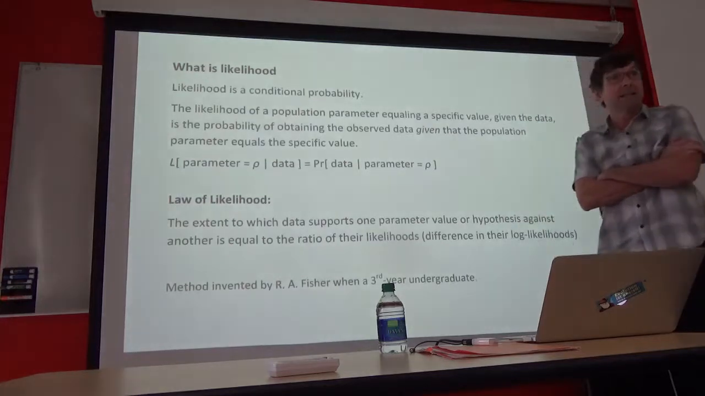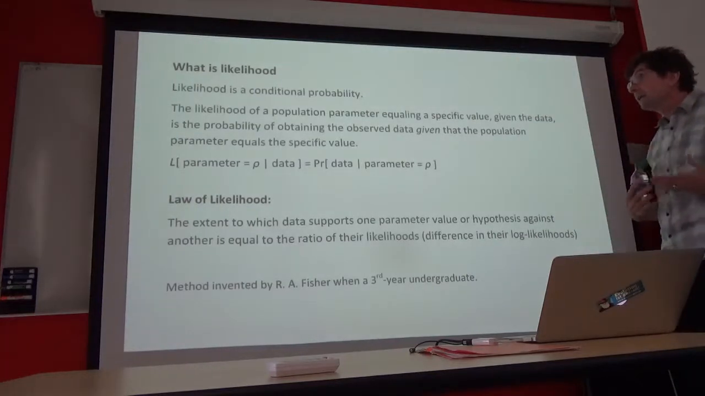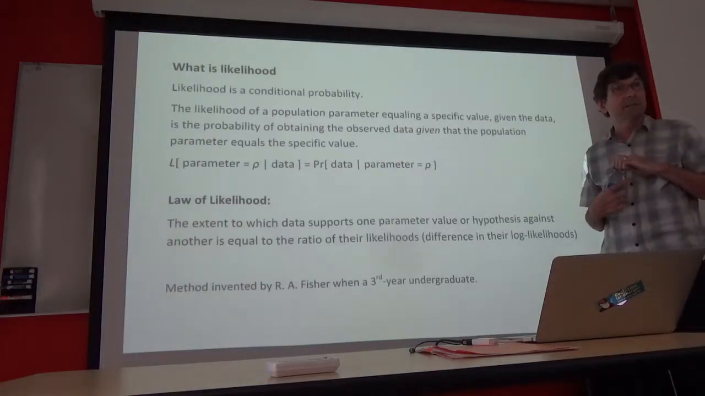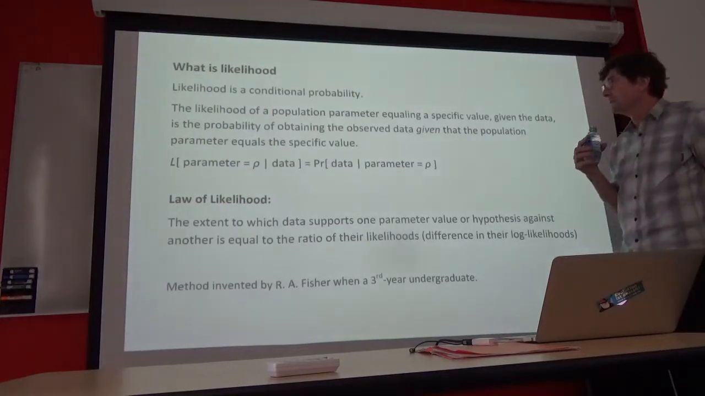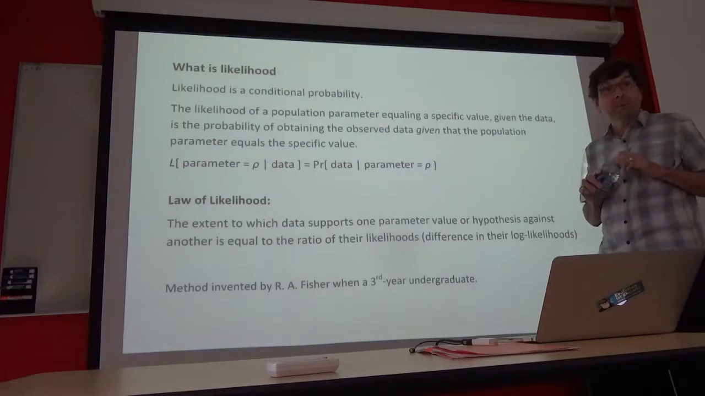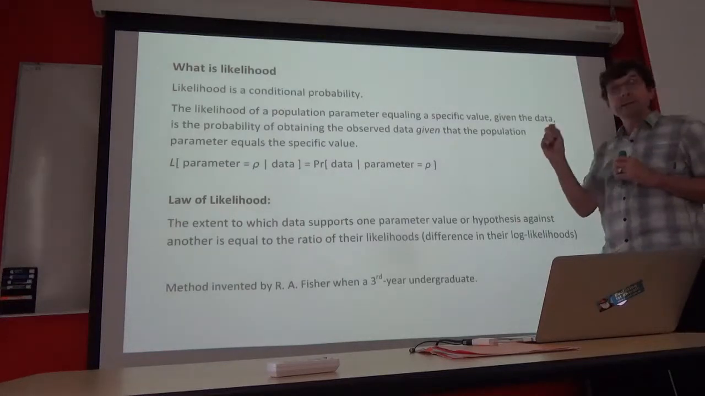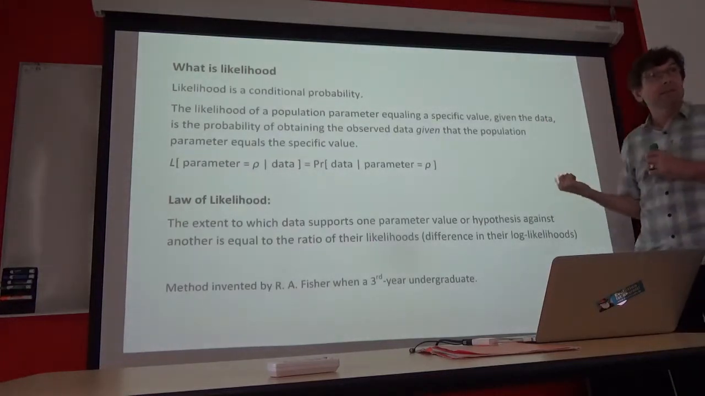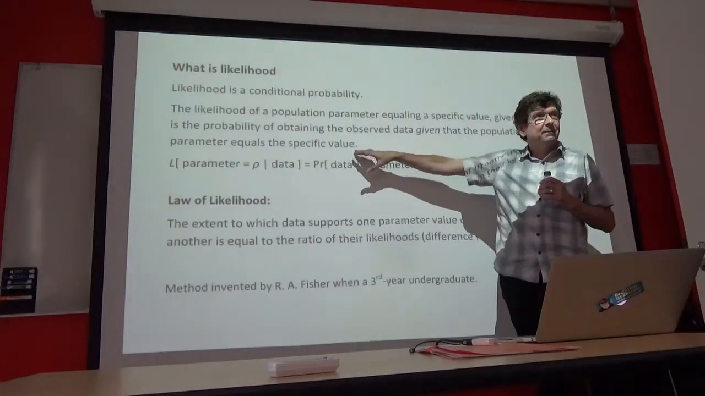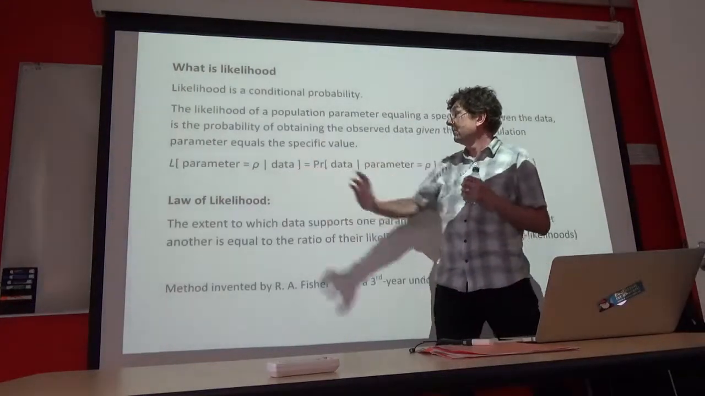Okay, so what is likelihood? Likelihood is a conditional probability. We talk about likelihoods not of data, but likelihoods of parameters that we're interested in estimating, or hypotheses we're interested in comparing. So in the case of a population parameter, a fraction of successes in the population, the likelihood of the population parameter equaling a specific value, given the data, is the probability of obtaining the data, given that the population parameter equals the specific value. So it takes a conditional probability and kind of inverts it.